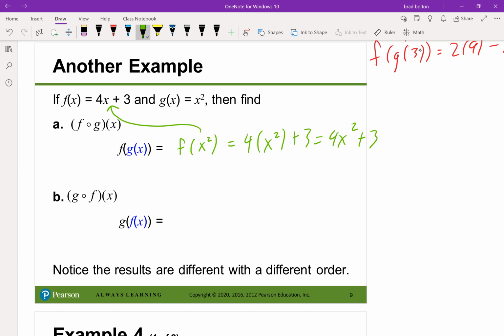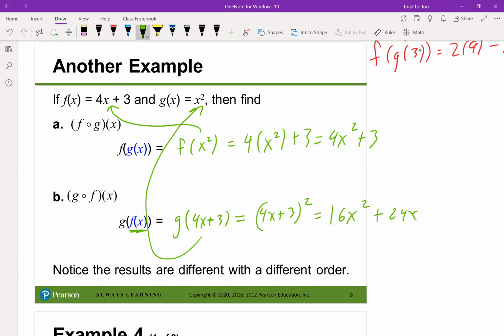Okay, now let's look at the next one. Now we go the other way. g of f of x. Now what is f of x? So here's now the inner function, and f of x is 4x plus 3. So then that means I have to take 4x plus 3 and plug it in for the x in g of x. So this will become 4x plus 3 quantity squared. So that's 16x squared plus 24x plus 9, when you FOIL it out. Okay, so yeah, that would be the two.